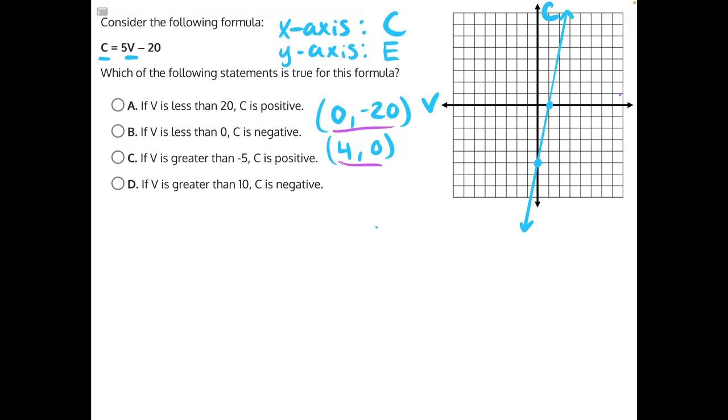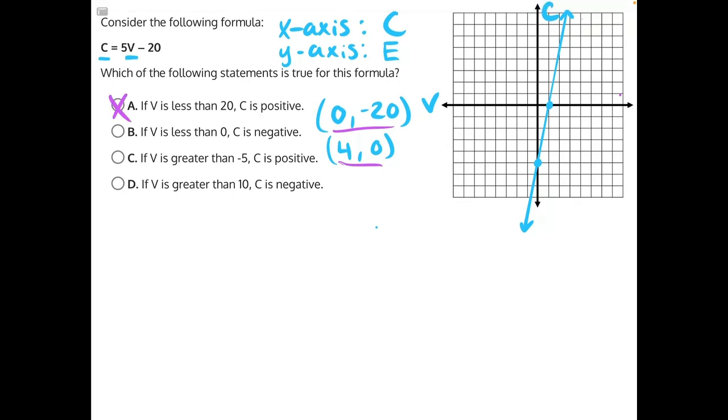Answer choice A says if v is less than 20. So we would have to say v is 4, 8, 12, 16, 20, this point right here. V is less than 20, C is positive. Okay, well, less than is everything to the left-hand side of this point. Is C positive the entire time? C is positive until we meet our x-intercept, and then once we pass over the x-intercept, or over the x-axis, all of our values will then become negative. So A is incorrect.